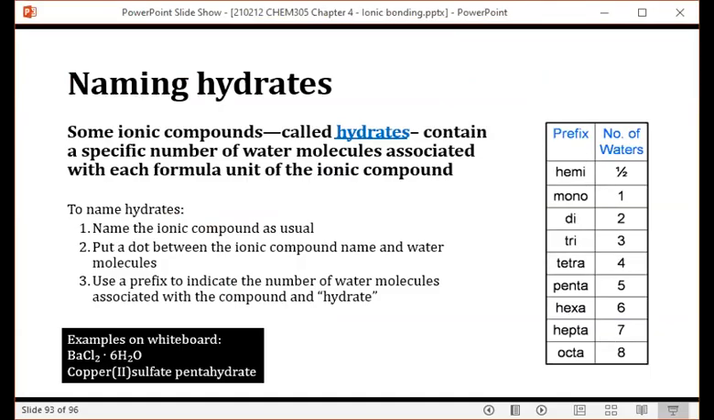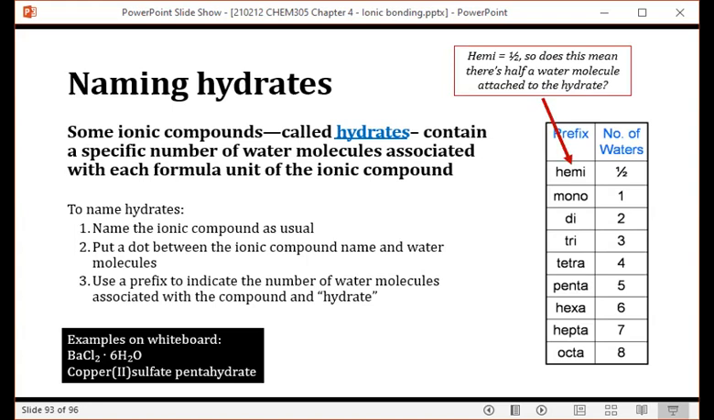So again, here's this prefix table. This is also in worksheet 2, and you'll be using this as you complete worksheet 2, as well as when we do experiment 4 in the lab. And I just want to point out the prefix hemi, which means 1/2. So with this prefix hemi, meaning 1/2, do you think there can actually chemically be a half a water molecule attached to a hydrate? Give you a second to think through that one.